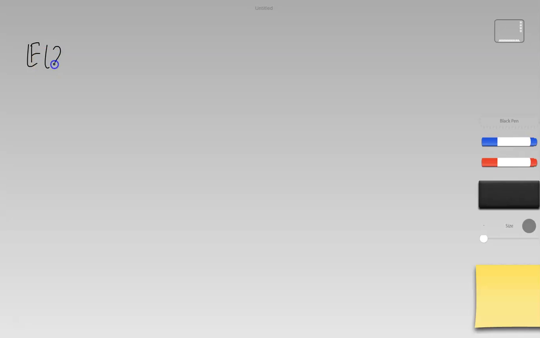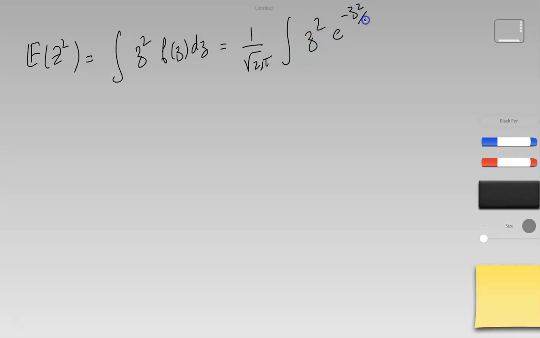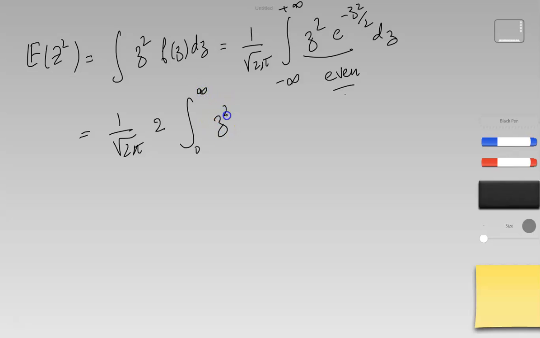So let's write down the expectation of Z squared. It's the integral of z squared f_Z(z) dz. It's then 1 over square root of 2 pi, z squared exponential of minus z squared over 2 dz, and I will be computing this from minus infinity to plus infinity. Okay, this function is now an even function, so its integral should be twice the integral from 0 to infinity of z squared exponential of minus z squared over 2 dz.